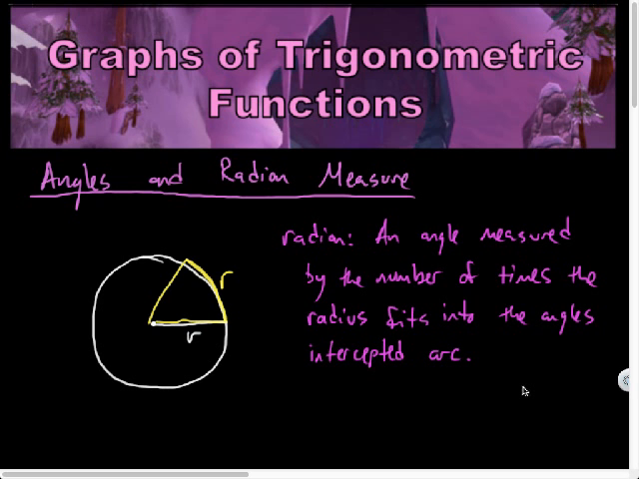So 1 radian looks something like this. I could have half a radian, all right? I could have 2 radians, which would look something like this. And that'd be a bigger angle. So you could have all sorts of different measurements.